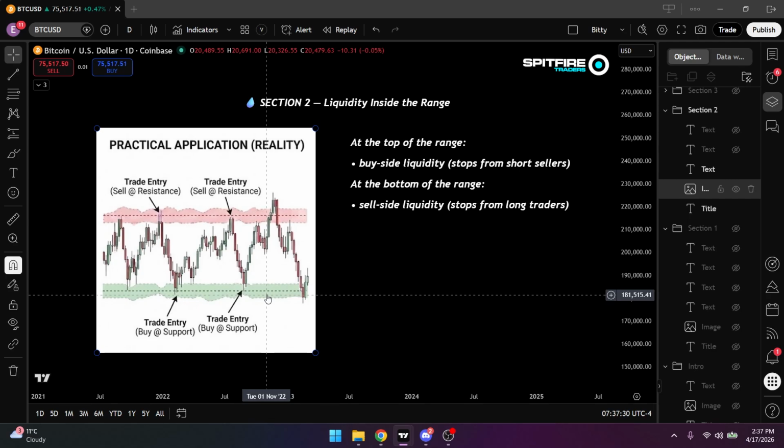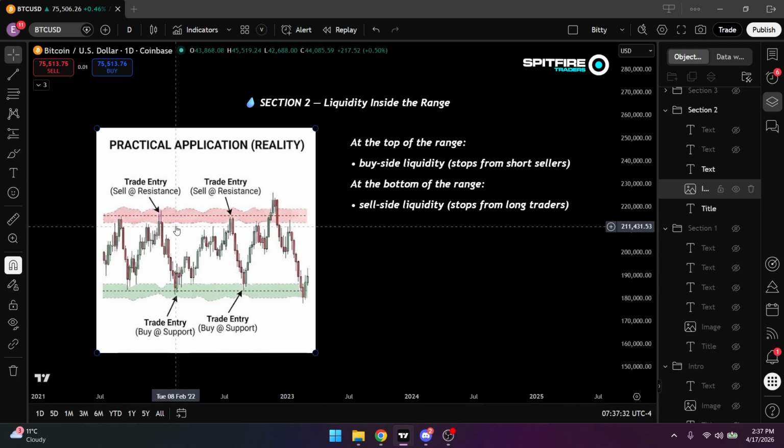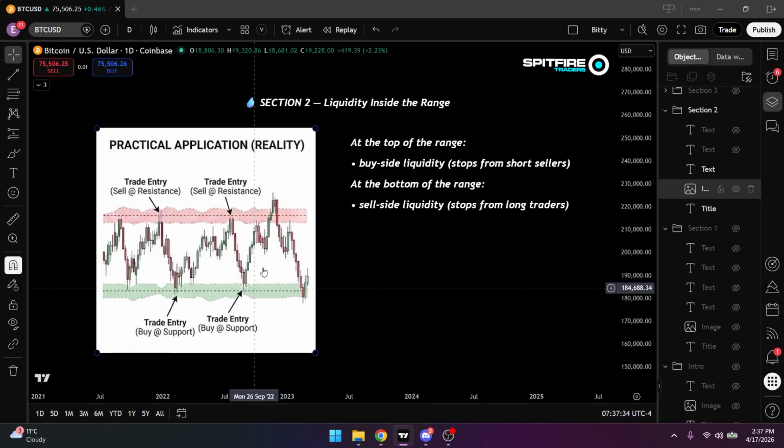So what usually happens? Price doesn't just respect highs and lows, it often goes slightly beyond them. These moves are called liquidity sweeps. For example, price breaks above resistance, triggers stops, and then reverses down. And at support, price breaks below support, triggers stops, and then reverses up.